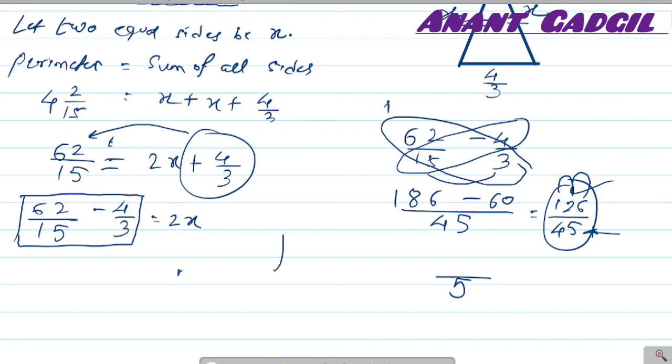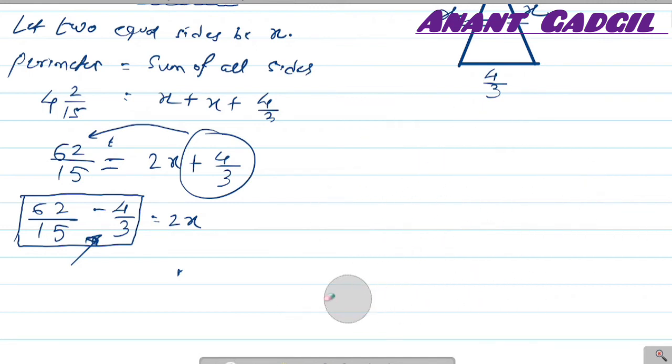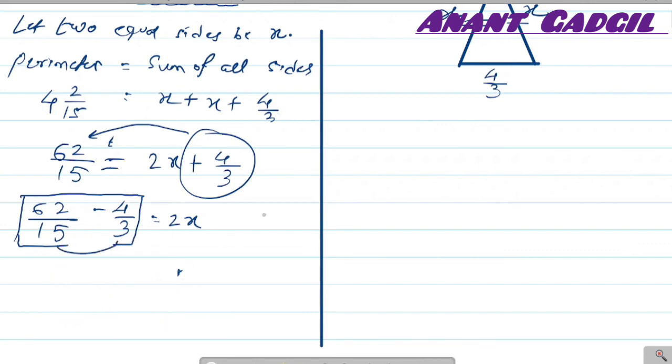So when I divide 126 by 9, what is the answer I am going to get? It's going to be 14. So this is the final answer for simplifying this by cross multiplication method. 14 by 5. Okay. But it is easier if you solve it by LCM method. So I am going to explain LCM method again. So we have to first find the least common multiple of the denominator 15 and 3.